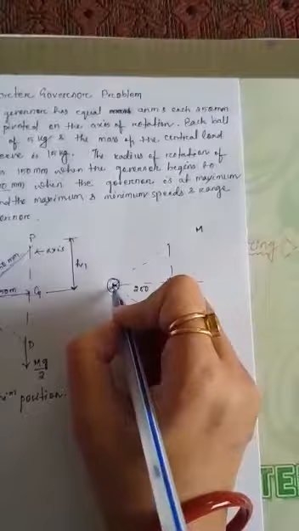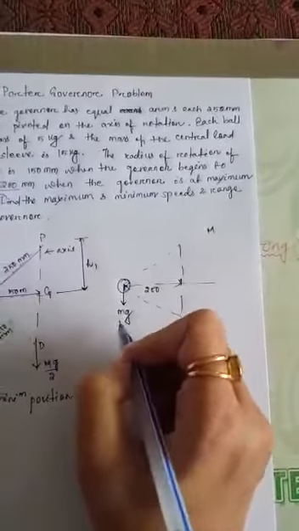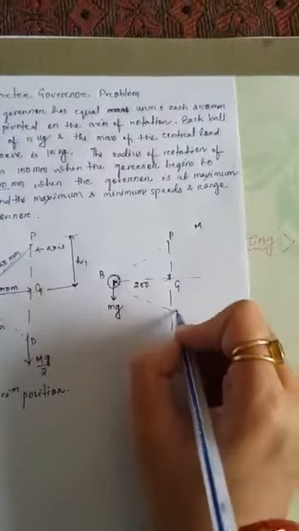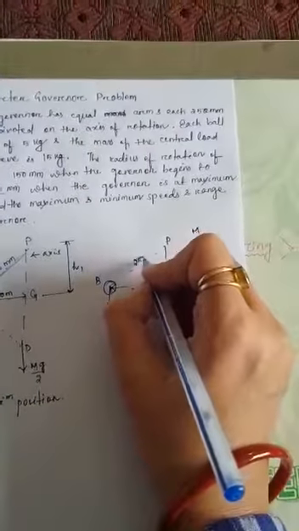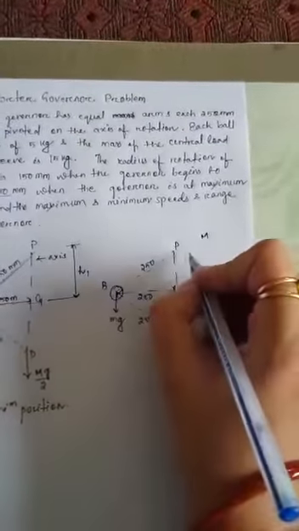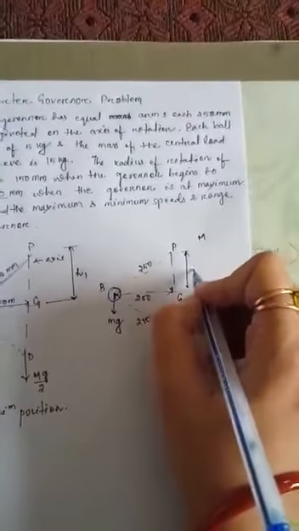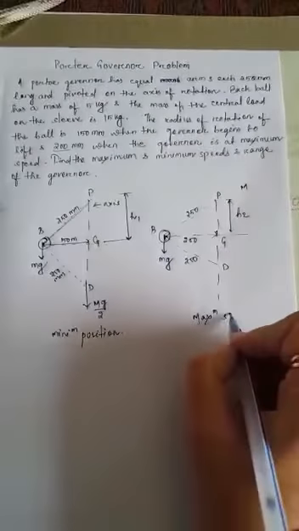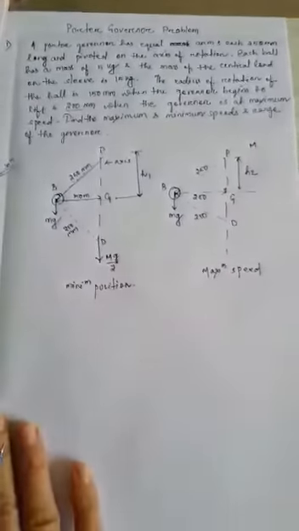This is 200, this is your fly ball mg, same P, B, G, D. This is 250, this is also 250. This height is H2. This is for the maximum speed.